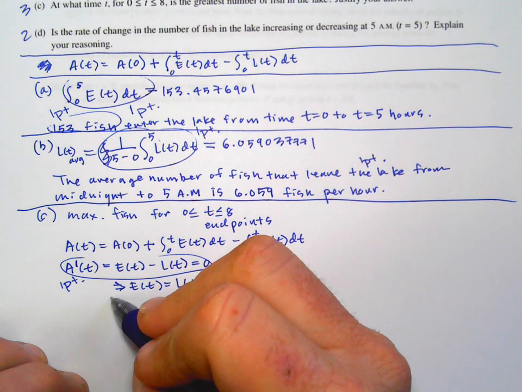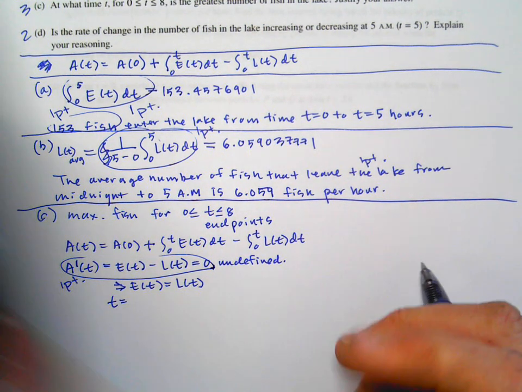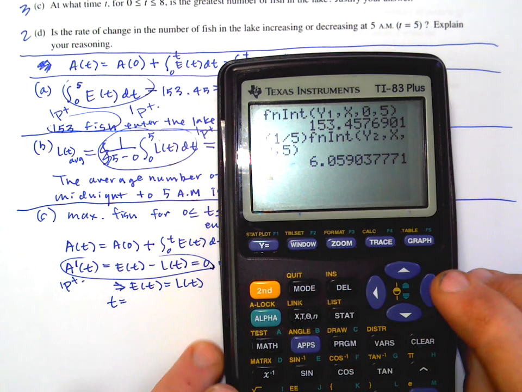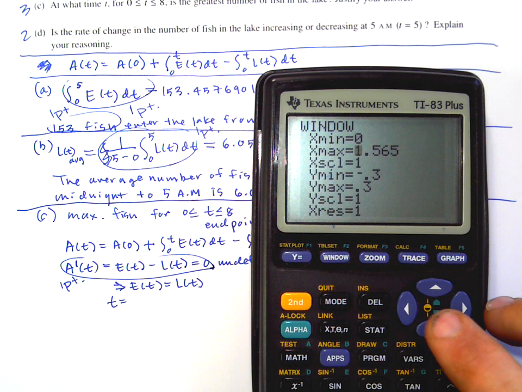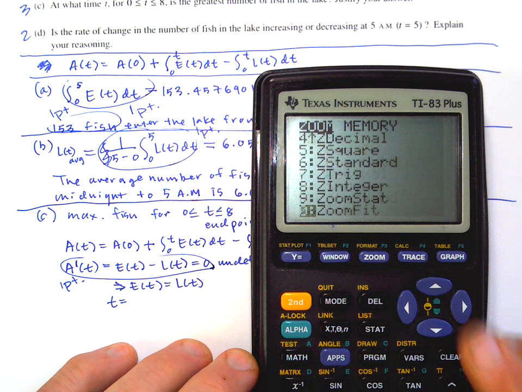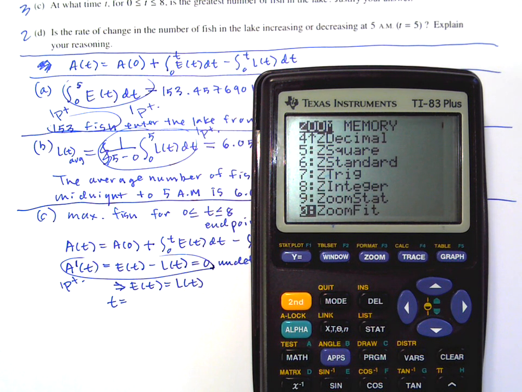Now, I'm going to find this critical point with my graphing calculator. It's going to be an intersection of those two curves. And so I guess I'll go to window, 0 to 8, and then we could do zoom fit. I don't know how tall, big these graphs are.